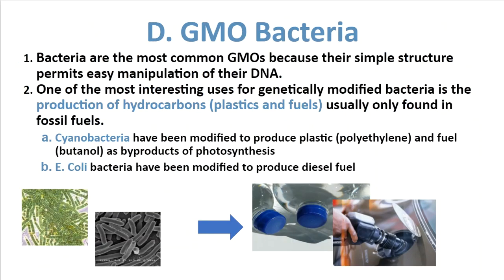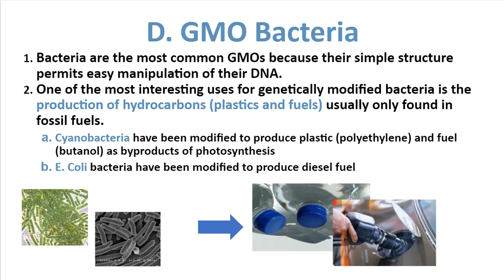All right, so let's look a little bit at some of the stuff we've created. This is GMO bacteria. Bacteria are the most common GMOs because their simple structure permits easy manipulation of their DNA. They are not as complex as larger animals or plants or humans. And because they reproduce so quickly, it's easy to see what has been done.